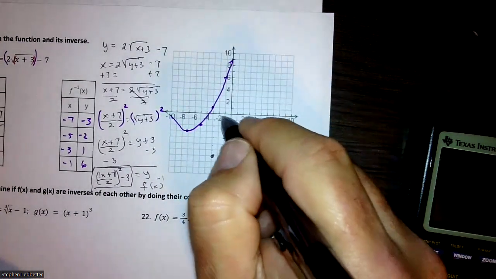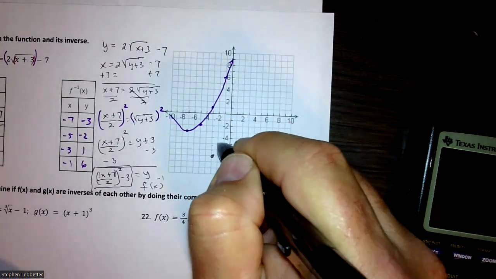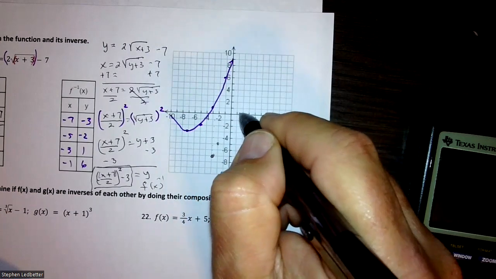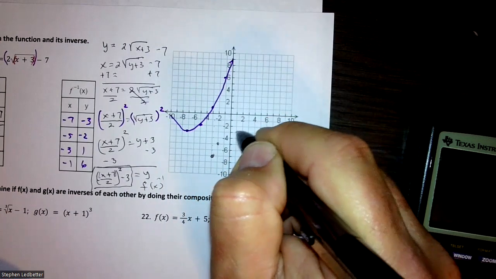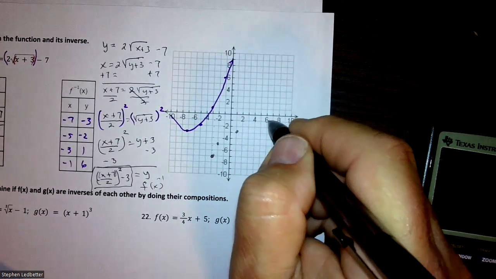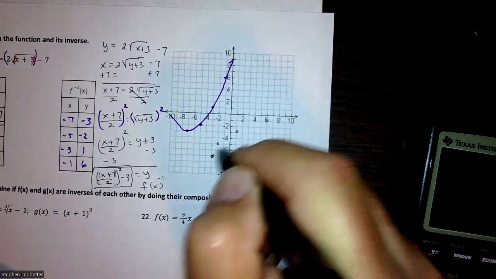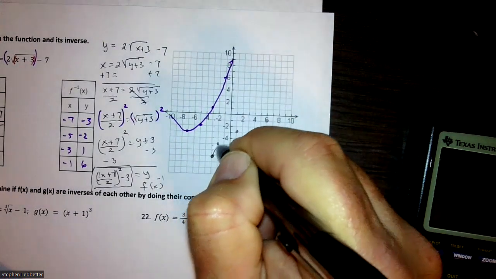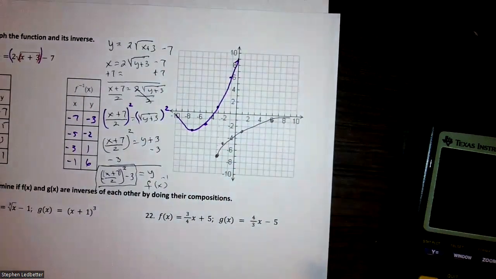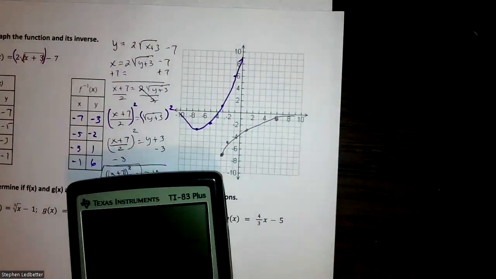Okay. -2, -5. 1 and -3. And 6 and -1. So this one looks like it starts something like this. All right, and you can put both of them in to see.